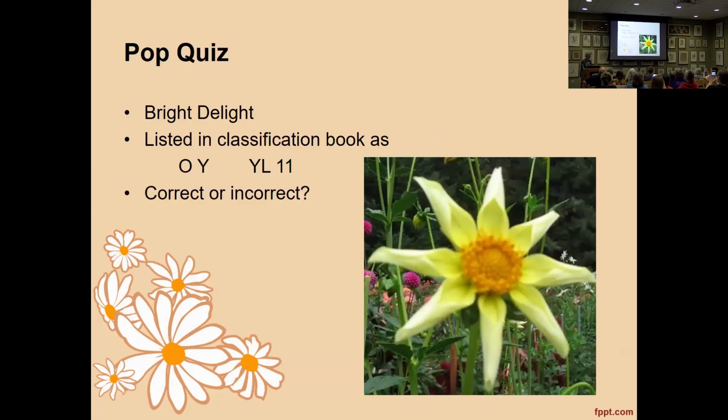Pop quiz. Bright Delight. It's in the classification book as orchid yellow, yellow 11. Is this correct or incorrect? Incorrect. It doesn't have the color of the face of the orchid. It only has the reverse yellow 11. So again, it looks like the face of the ray florets is also yellow 11, or something pretty close to that.